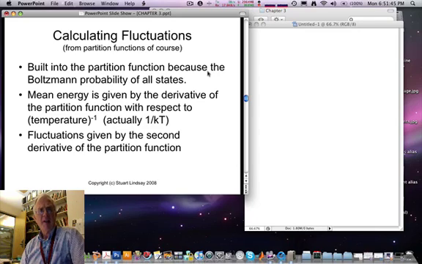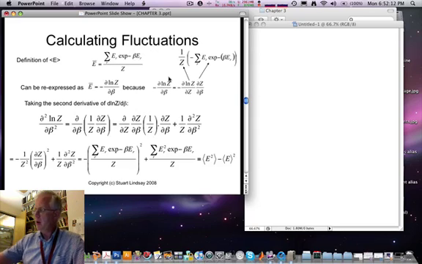We can calculate fluctuations directly from the partition function because it enumerates all the states of a system, and in particular tells us how many states lie close to the mean energy of the system. So the mean energy, it turns out, is given by the derivative of the log of the partition function with respect to beta, while the fluctuations are given by the second derivative of the log of the partition function with respect to beta. So let's see where this comes from.